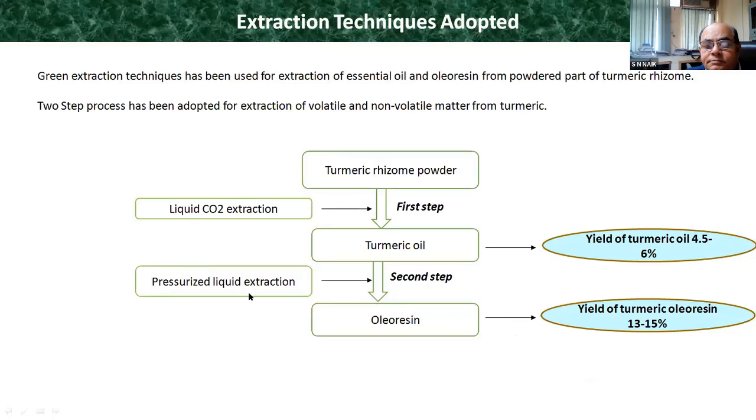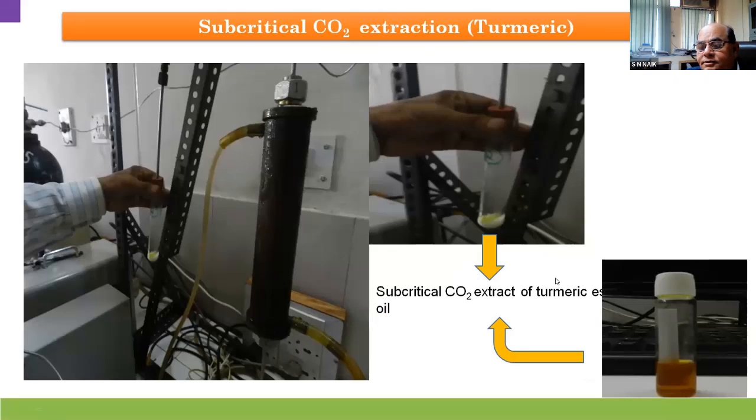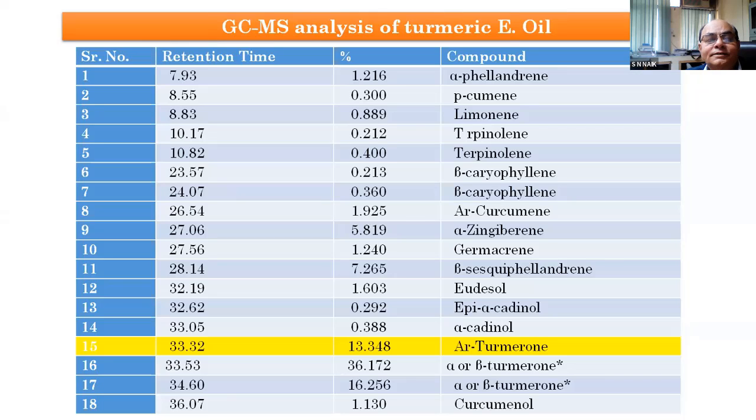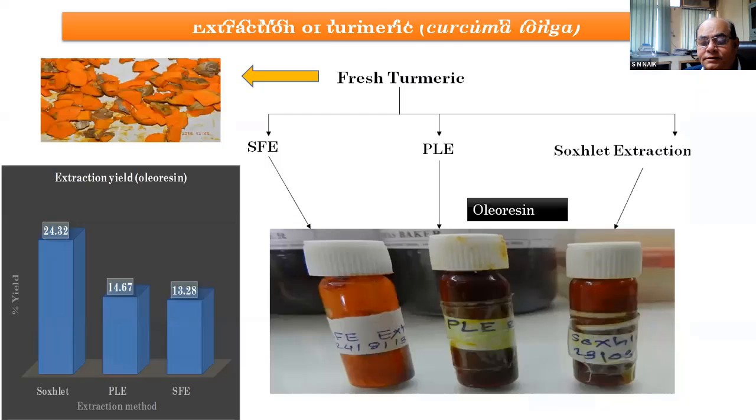So we have designed the same apparatus so it can be used for extraction of polar and non-polar compounds, because essential oils are non-polar. This is a polar compound. Then you can see the essential oil. Then this oil is analyzed by GCMS.